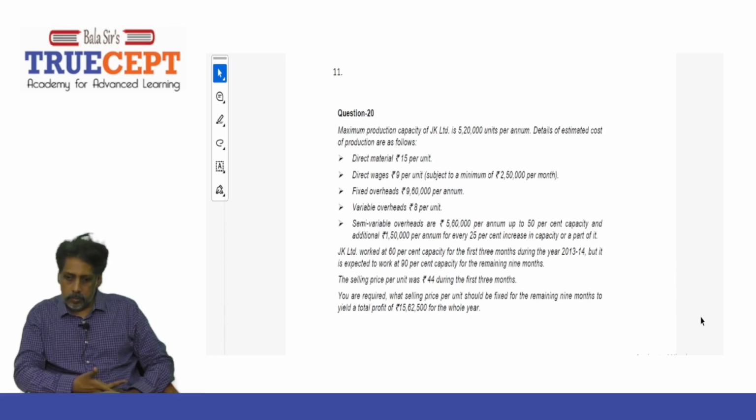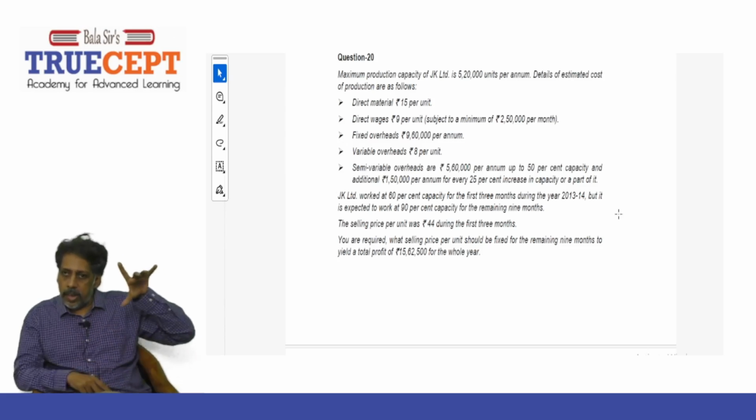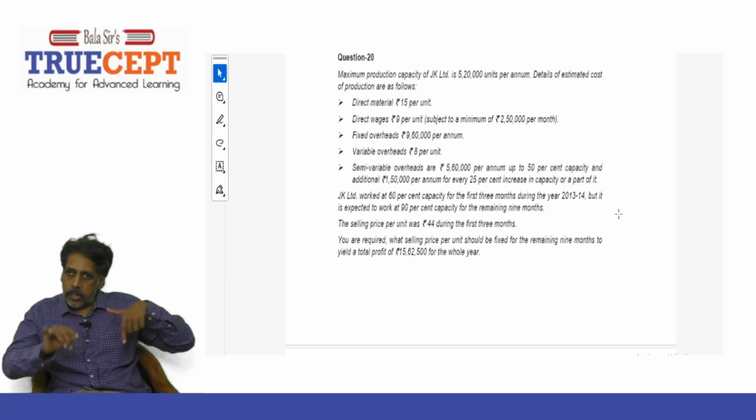Maximum production capacity of JK Limited is 5,20,000 units per annum. Details of estimated cost of production are as follows. Direct material rupees 15 per unit. Direct wages 9 rupees per unit, subject to a minimum of 2,50,000 per month. Point to note: what is the amount you're going to spend on material? 15 rupees per unit. And what about labor? Rupees 9 for every unit produced by the workers, but subject to what?